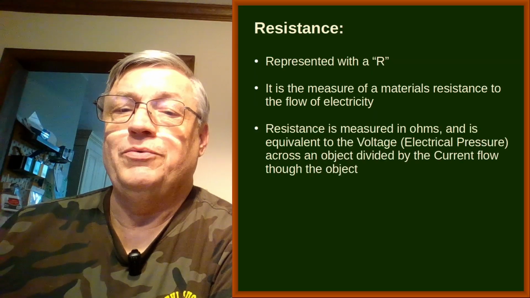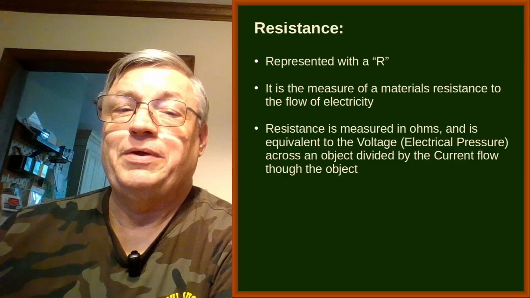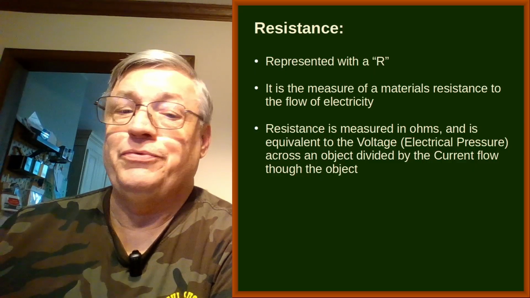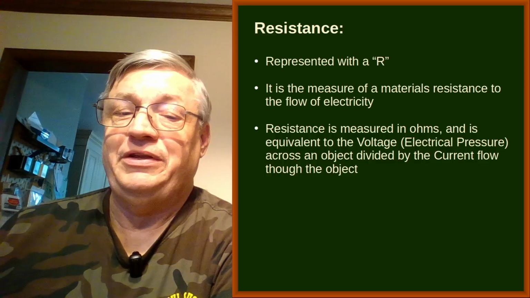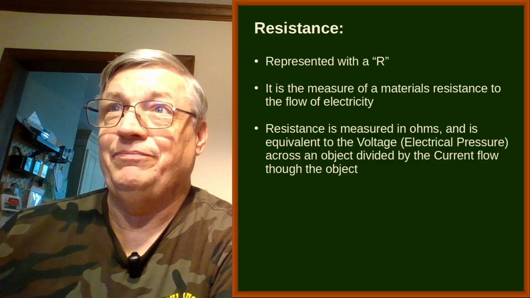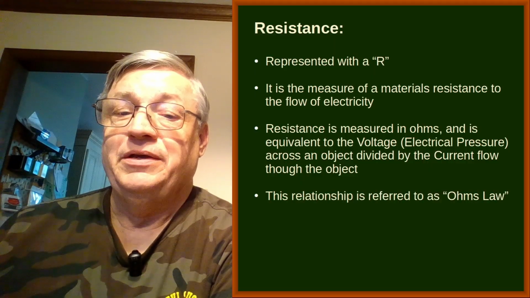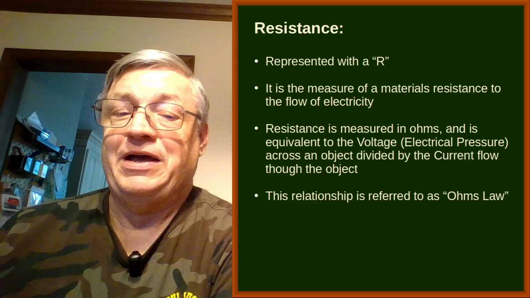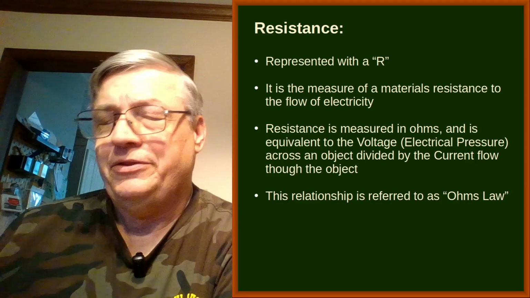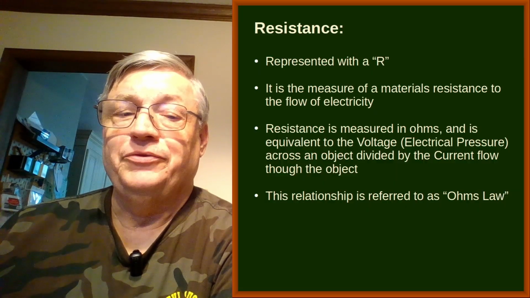Resistance is measured in ohms and is the equivalent of voltage, electrical pressure across an object, divided by the current flow through the object. So that's the basic relationship. And this is what we call Ohm's Law, because there are 3 different sets of values we can derive algebraically, that math stuff again, 3 equations. So let's go over them.